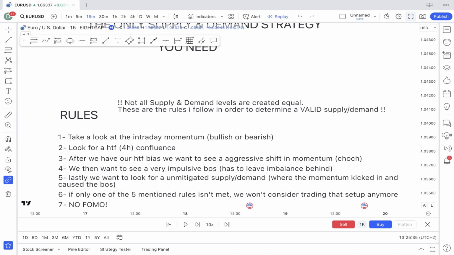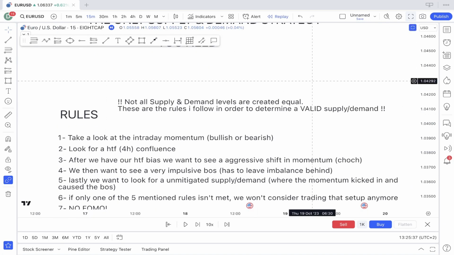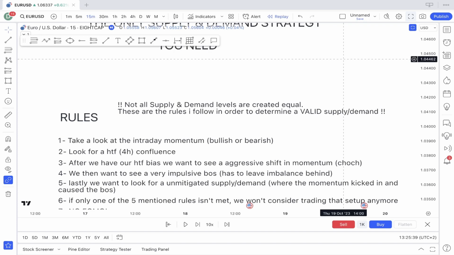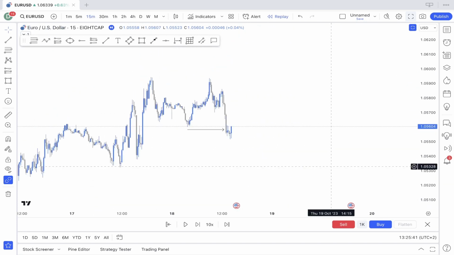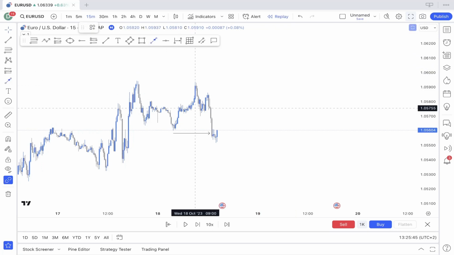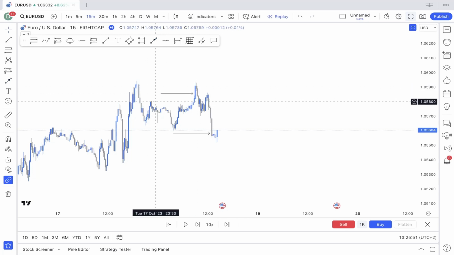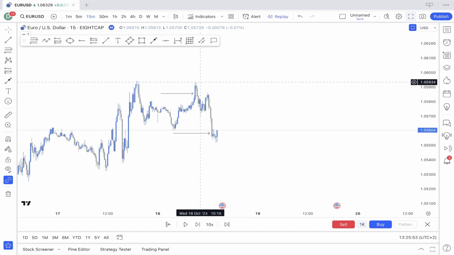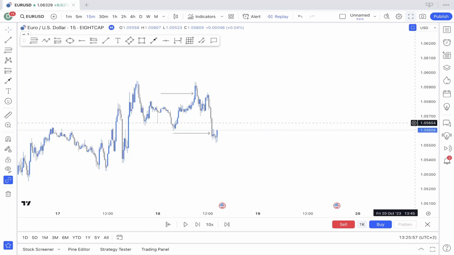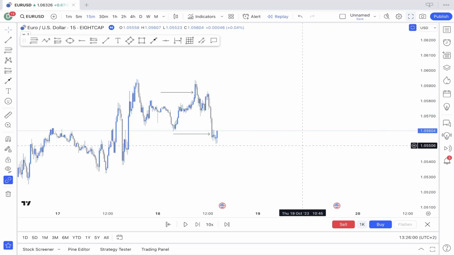Now, step number 3, after we have our higher time frame bias, we want to see an aggressive shift in momentum, which we exactly have right here. Okay, what do I mean by that? Check this out. We had a liquidity sweep here. Okay, with this fake push here, we swept liquidity above these highs, followed by an impulsive break of structure to the downside. Okay, so this is our shift in momentum or change of character.